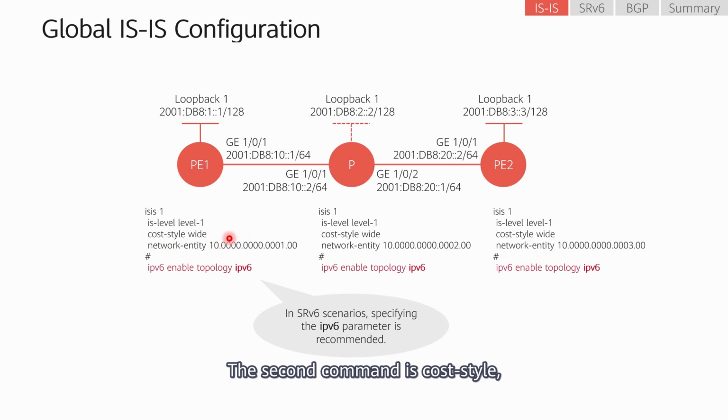The second command is cost-style, which is used to configure a cost type. The most common cost types are narrow and wide. The wide type supports more extensions, such as the IS-IS extension for TE. Therefore, to support SRv6 TE policies in the future, we can configure the wide type. Then, we need to configure a network entity title.